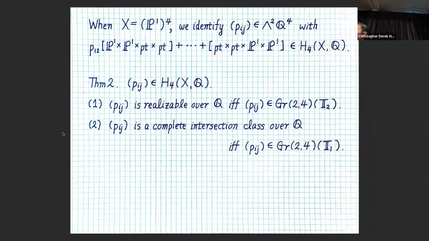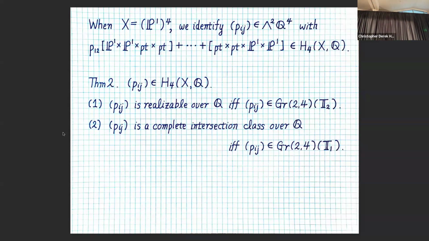Okay, so let's ask this question of characterizing realizable classes when X is a very simple variety like P1 to the 4th. Here, I'm going to identify the 6-tuple of numbers P12 up to P34 with the corresponding homology class, written in the obvious way using the Künneth decomposition. I have a typo there. I think P34 in front of the point class, plus P12, plus so on.